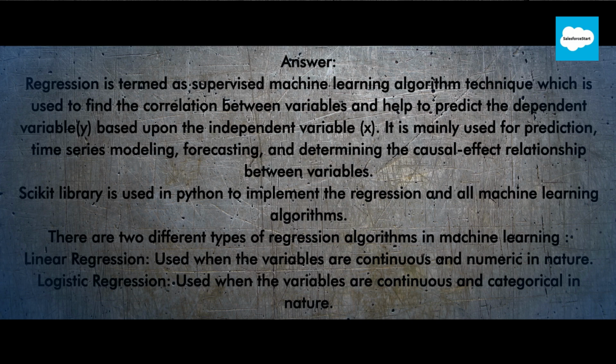There are two different types of regression algorithms in machine learning. Linear regression, used when the variables are continuous and numeric in nature. Logistic regression, used when the variables are continuous and categorical in nature.